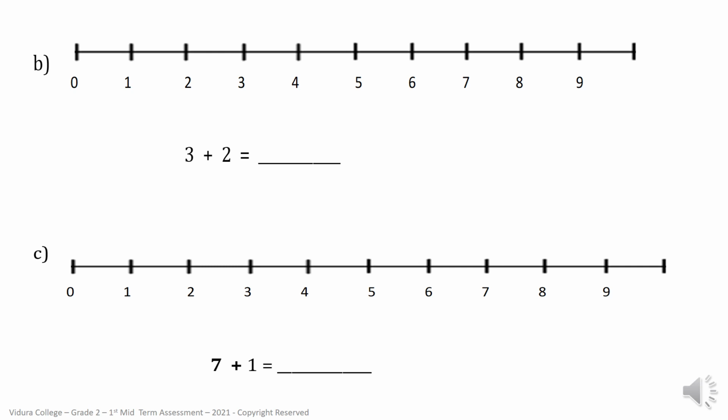Right. Now let's do part C. 7 plus 1 equals blank. Now do the same to this question as well. Perfect.